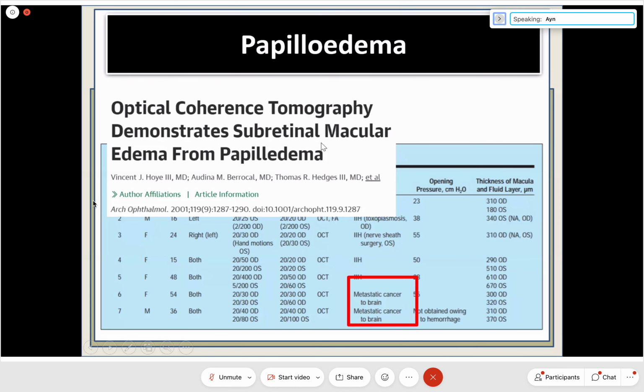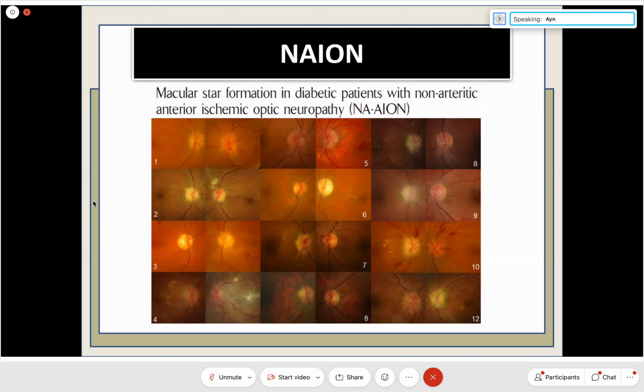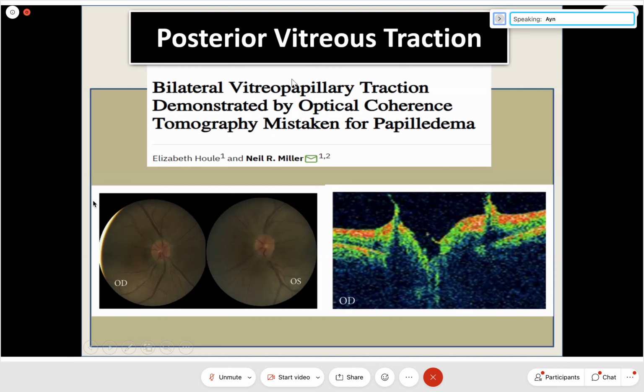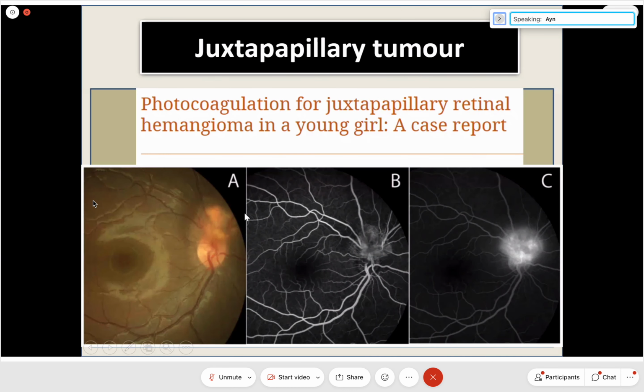Optic disc swelling and macular star can also occur in papilledema if it is severe enough. As we know, there are many causes of papilledema, for example, space-occupying lesion, intracranial bleed, intracranial infection, cerebral venous thrombosis, or even intracranial hypertension, which can be due to metastatic disease. It can also be due to NAION. You can see here optic disc swelling with macular star. In diabetic papillopathy and severe VMT, there can be optic disc swelling with macular edema as well. A juxtapapillary tumor or even infiltration can cause optic disc swelling and also macular exudation.